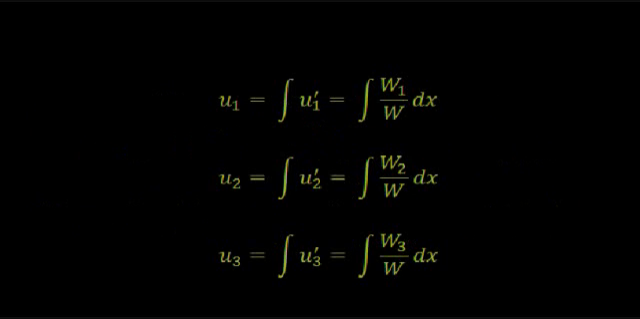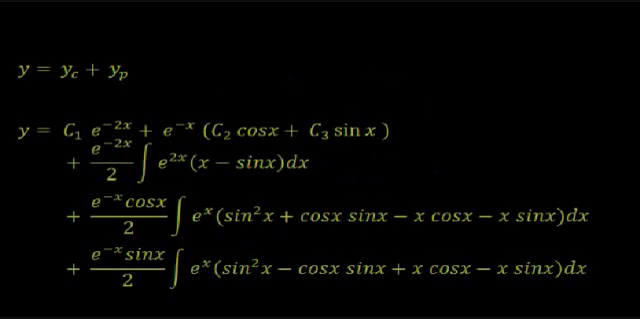Now we solve our particular integral by substituting the W1, W, W2, and W3 that we got from the previous step. And our general equation is yc plus yp.